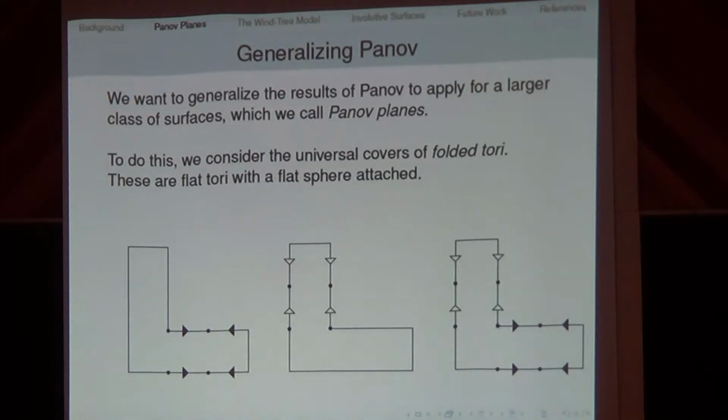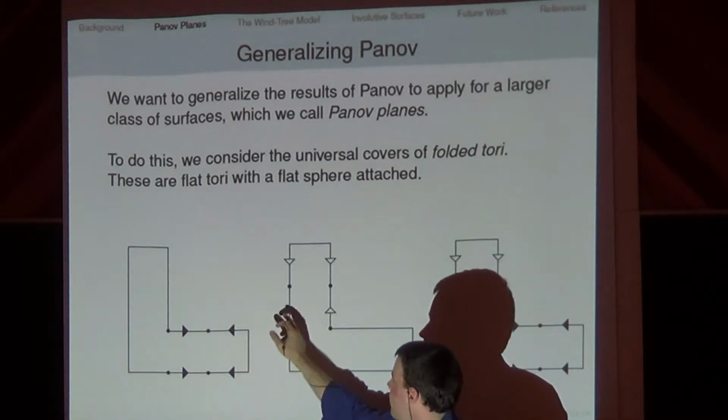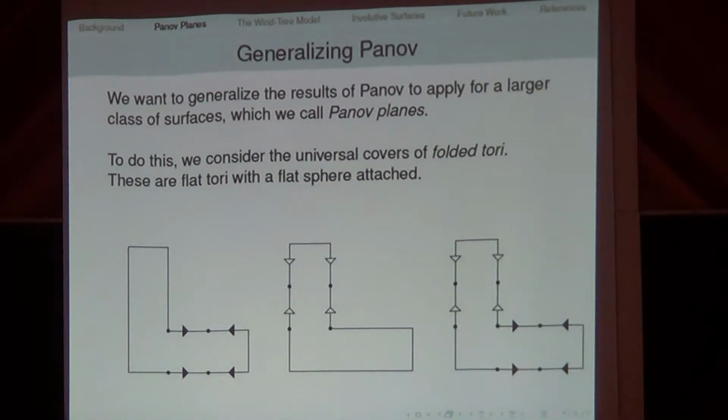To generalize Panov, I'm going to consider folded tori where I fold an L. The reason I want to fold an L is because I want to relate these to the regular translation L's that people know a lot about. So I'm going to take this L-shaped polygon and I'm going to fold one or both of the legs of this L. The other sides are identified by translation like normal. If I talk about a folded torus, this is what I mean.